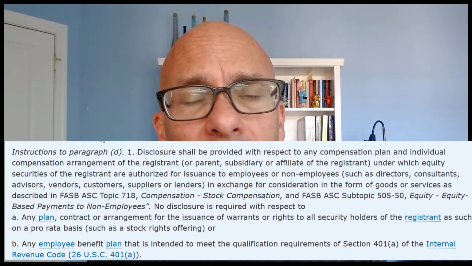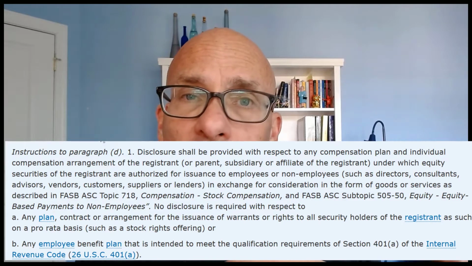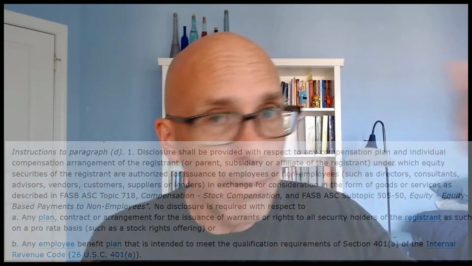Now, Instruction 1 to Item 201(d) specifies the types of plans that are covered, both employee and non-employee plans, parents and subsidiaries, and an equity compensation plan is considered in effect for purposes of Item 201(d) as long as any equity remains available for issuance, even if you don't intend to issue it.